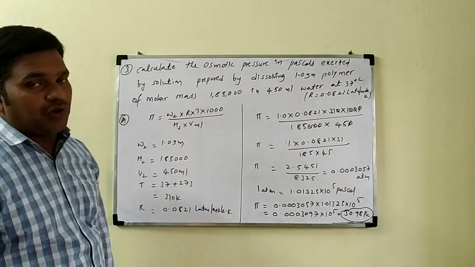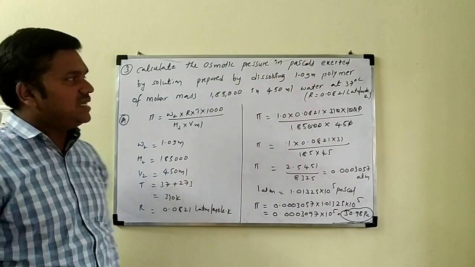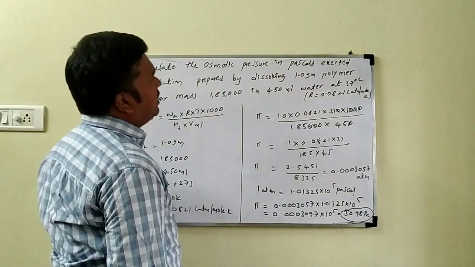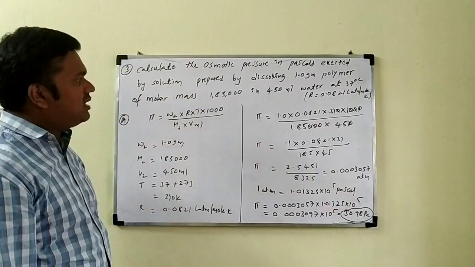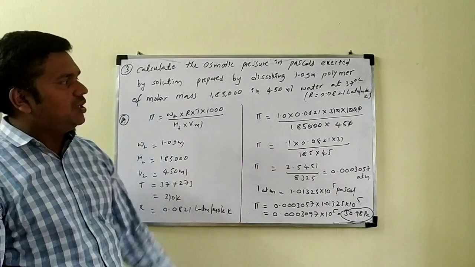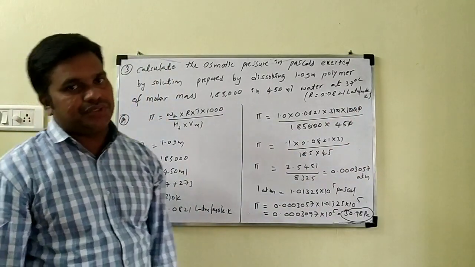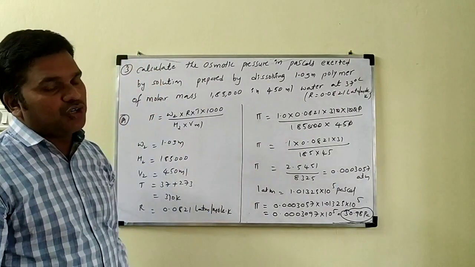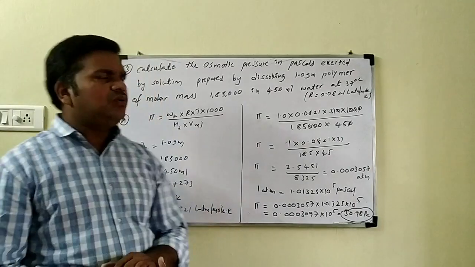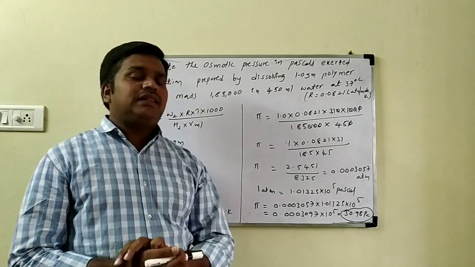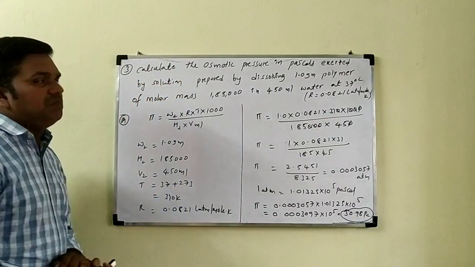The next problem is: calculate the osmotic pressure in pascals exerted by a solution prepared by dissolving 1.0 gram of a polymer of molar mass 1,85,000 in 450 ml of water at 37 degrees Celsius temperature. So we want to find the osmotic pressure in pascals only. I want to take the R value in liter atmosphere, then I convert that atmosphere into pascals. Let us see the formula.